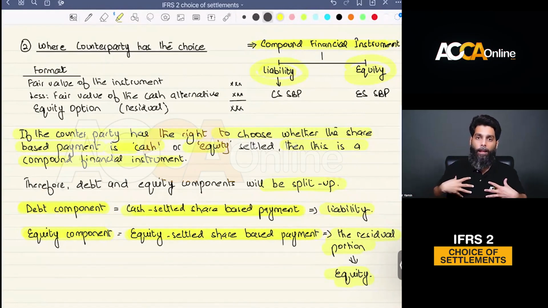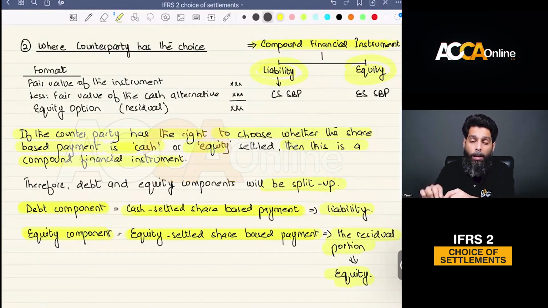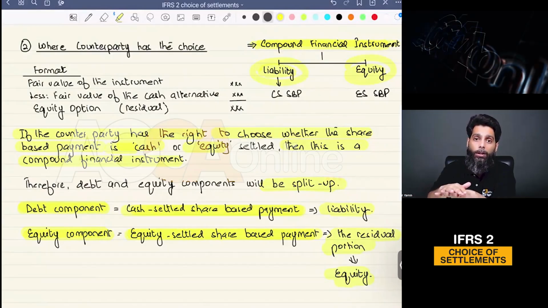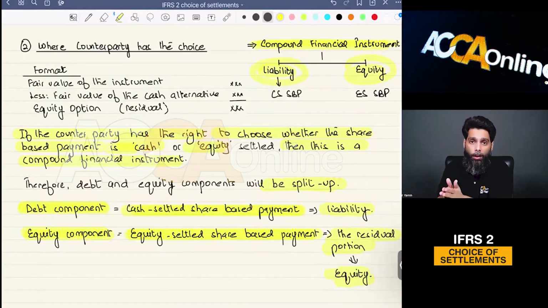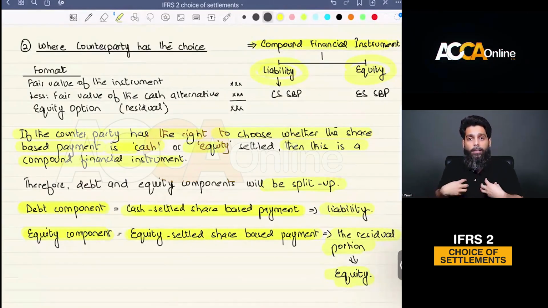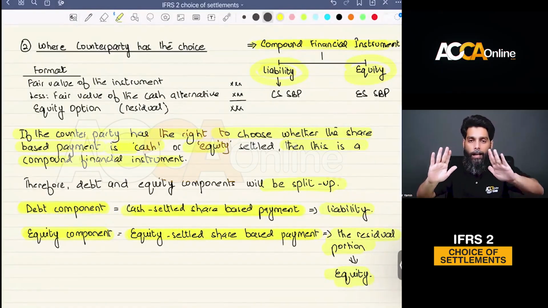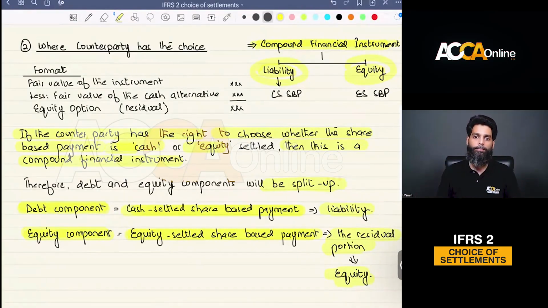Leave that to me. But do you guys understand that this is a compound financial instrument where the counterparty has the choice to decide whether they want to go for shares or cash, and therefore for us it is a compound financial instrument and we must follow split accounting. Do you guys understand up till here? If you guys understand up till here, next I'm going to explain you how we are going to account for this transaction. Is everybody clear up till now?